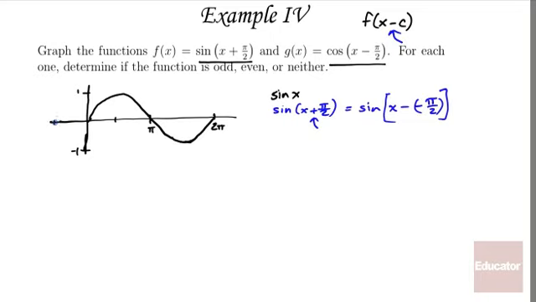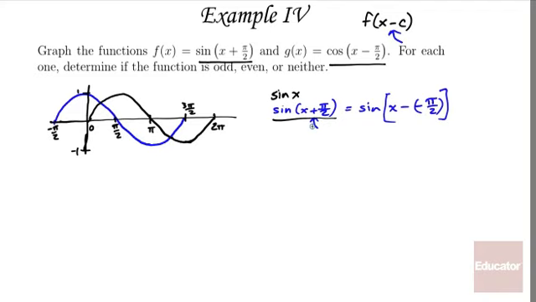So now it's going to start at negative pi over 2, come back down at pi over 2, bottom out at pi, and come back to 0 at 3 pi over 2. So there's negative pi over 2, 0, pi over 2, and it comes back at 3 pi over 2. So that's what our graph of sine of x plus pi over 2 looks like.